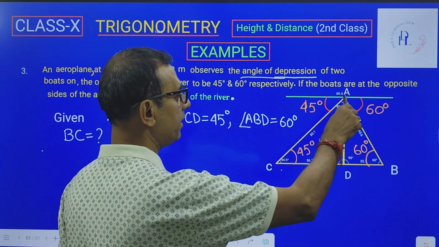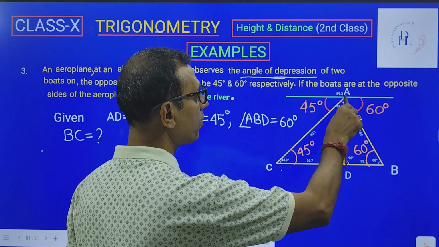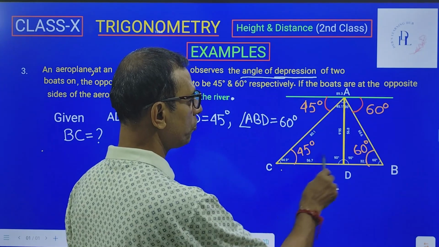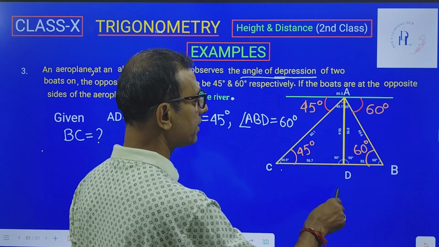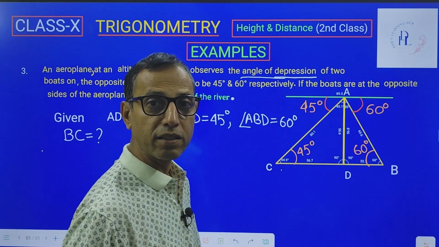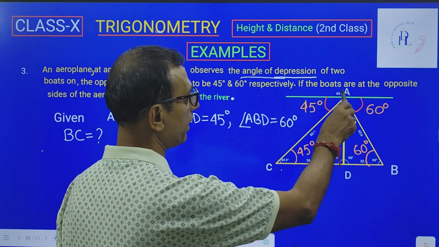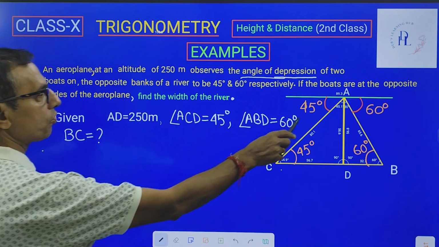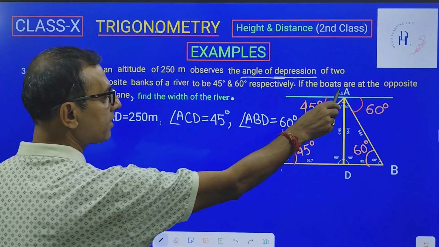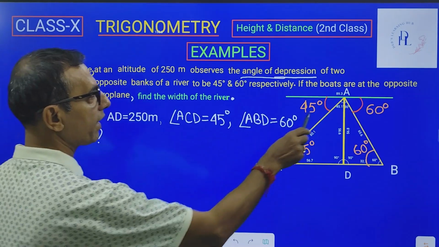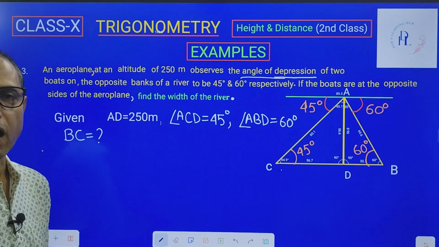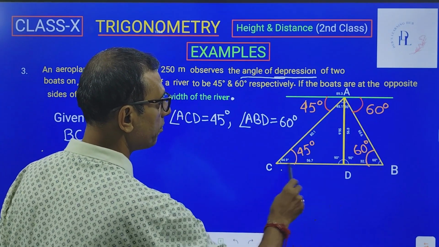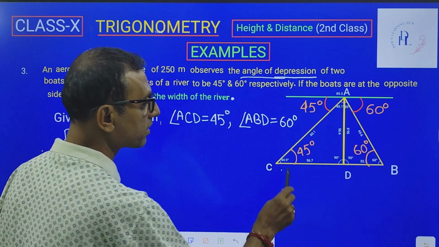Now in this particular triangle, you draw a perpendicular from A to BC. So AD is the height. At what height is the aeroplane? AD equals 250 meter. So what is given? AD equals 250 meter, angle ACD 45 degree, angle ABD 60 degree. Done. What are you supposed to find out? The width of the river, that is BC, where B is one bank and C is the other bank.